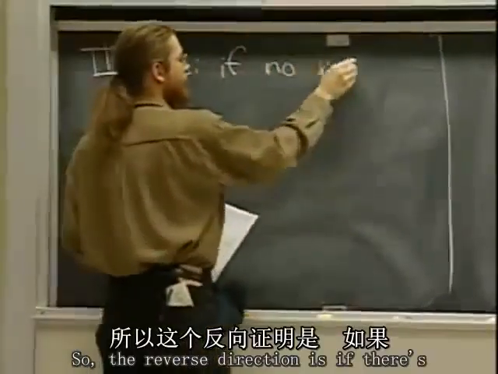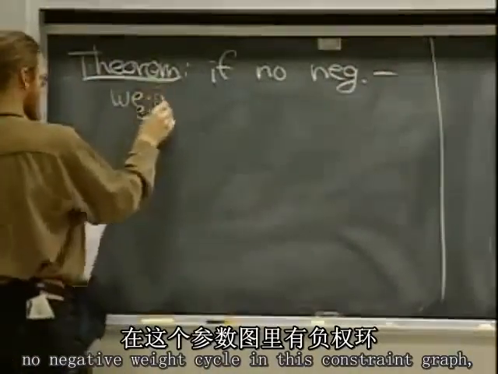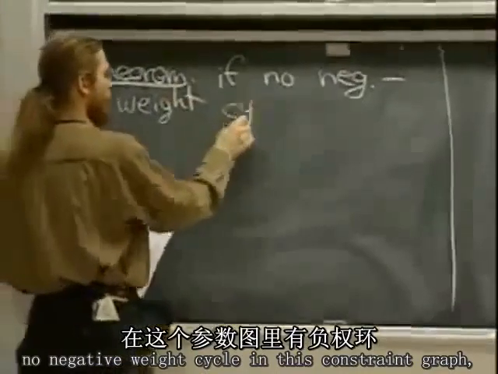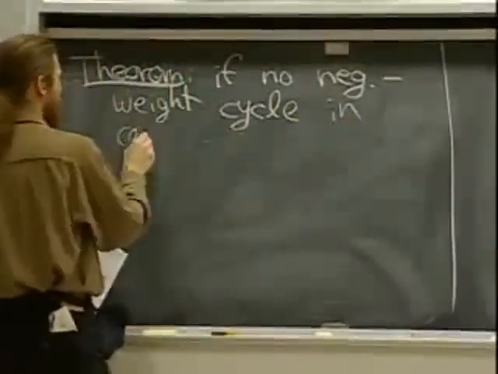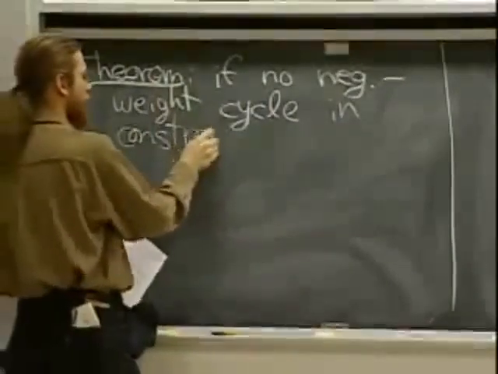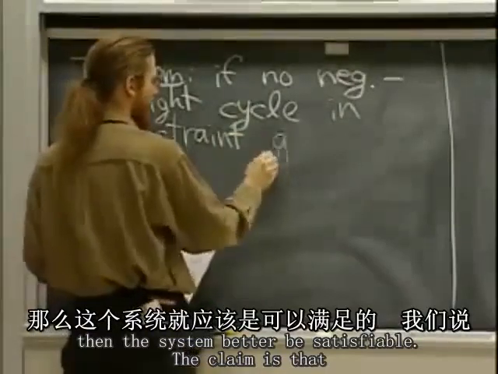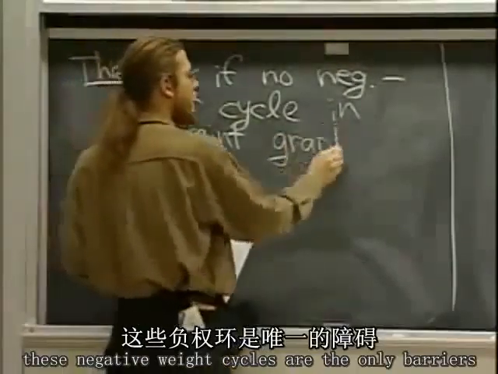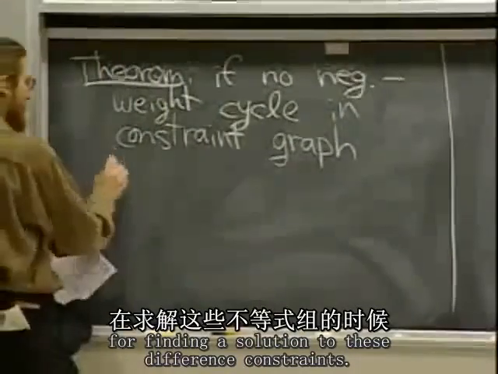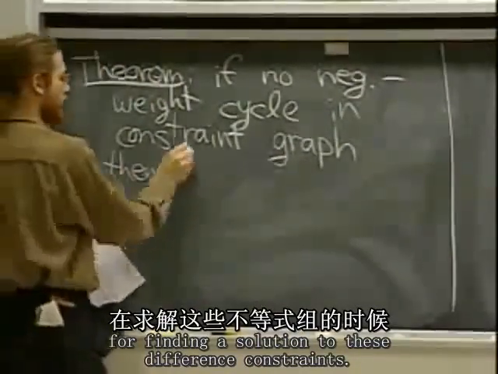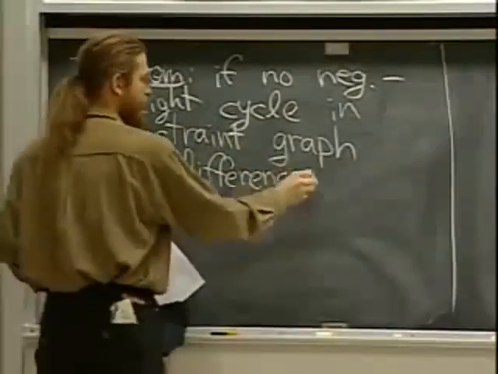So the reverse direction is if there's no negative weight cycle in this constraint graph, then the system better be satisfiable. So the claim is that these negative weight cycles are the only barriers for finding a solution to these difference constraints.